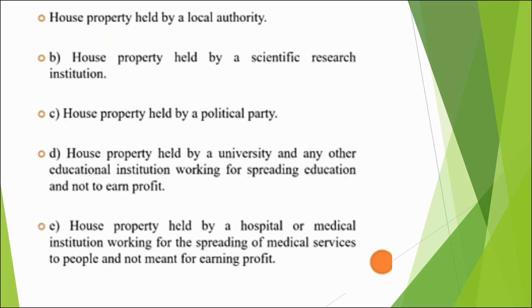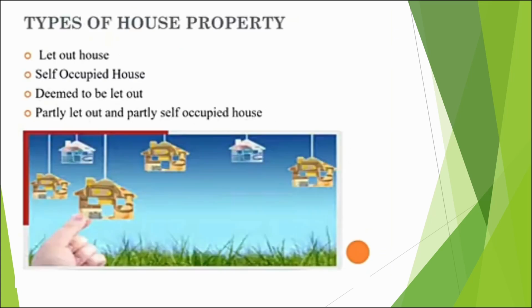One is house property owned by a former ruler of Indian states, and two self-occupied houses. Another one is house property held as stock in trade and not let out during the previous year. So these are the exemptions from house property income.